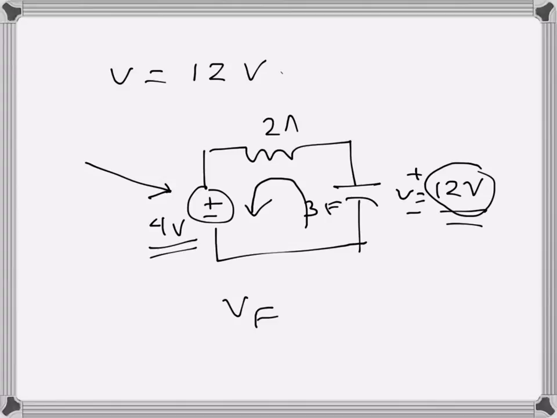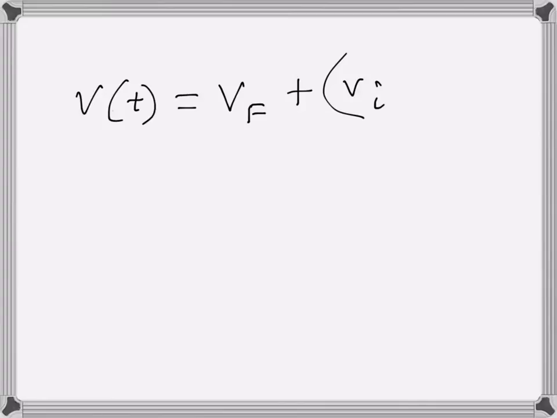So V final for the capacitor, I will use a lowercase. So V final, Vf will be 4 volts, and V initial for the capacitor is 12 volts. So the expression, we have to remember, the expression for voltage is V final plus V initial minus V final, lowercase, sorry, times e to the power minus t over RC.